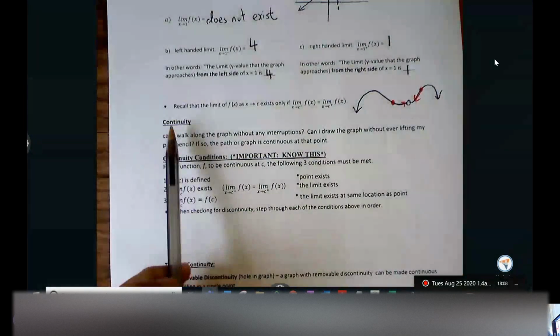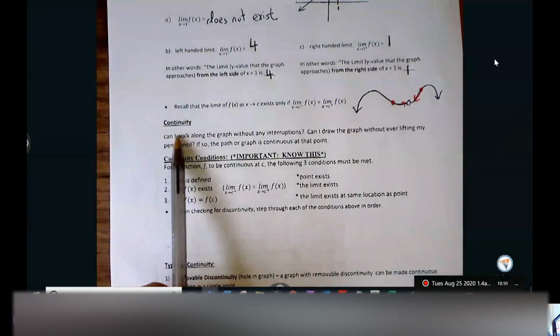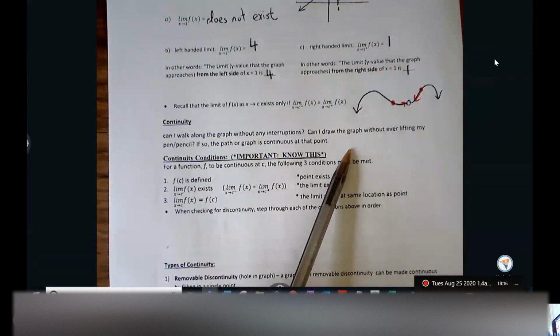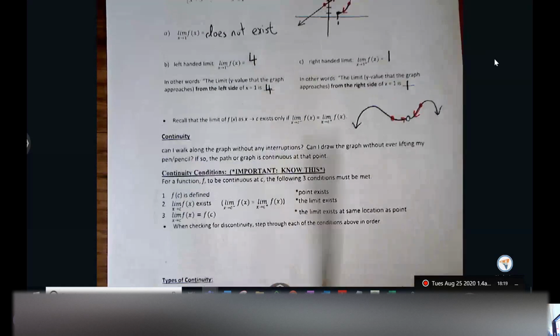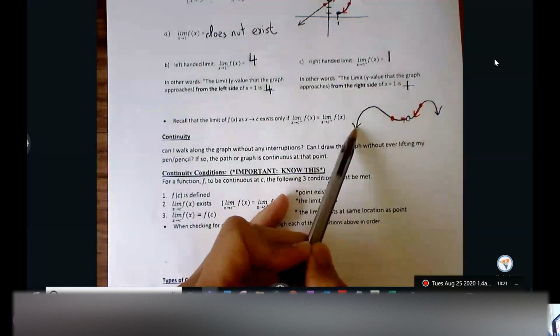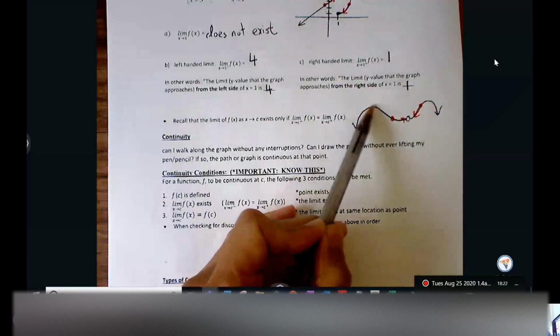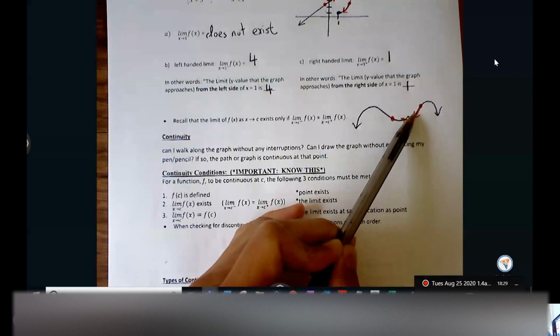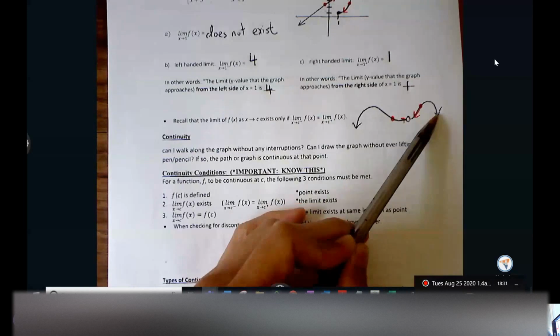So let's talk about this concept of continuity. A function is continuous if we can draw the graph without ever lifting our pen or pencil. Okay. So this is not continuous, right? Because if I draw this graph here, I have to lift my pen or pencil up at the hole, start up again on the other side of the hole, and then continue with the graph.